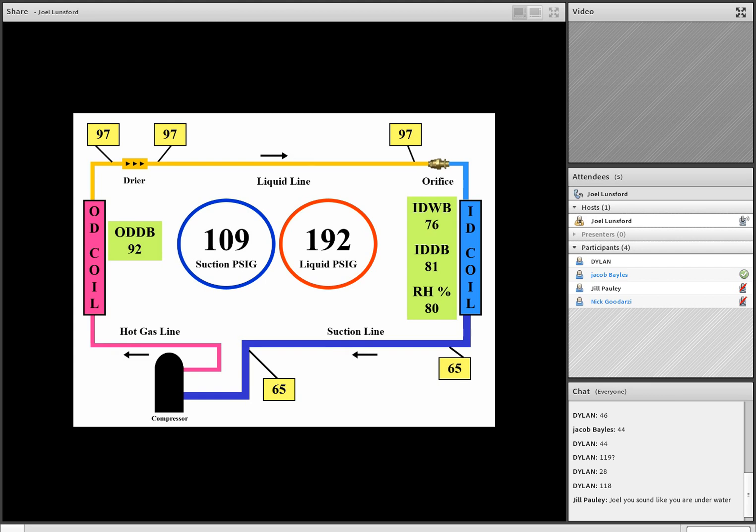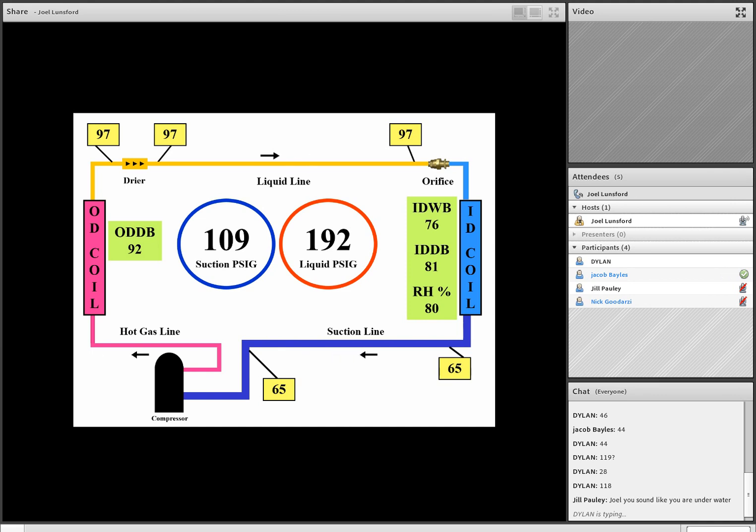We also notice that our liquid pressure on this call is 192. It's 192 pounds of liquid pressure. And on an R22 system under nominal running conditions, it should be somewhere around 225, about 195 to 230, something like that. So our liquid pressure is low, suction pressure is high, superheat's low, subcooling is low. So under those conditions, we have high suction pressure, low liquid pressure, low superheat, low subcooling.